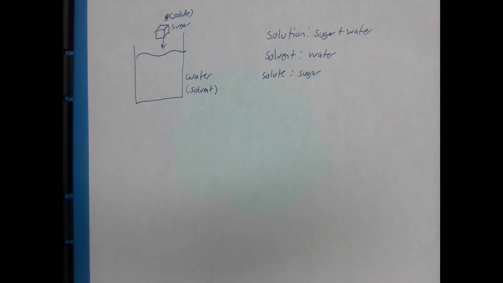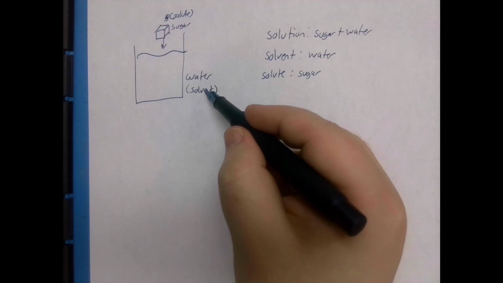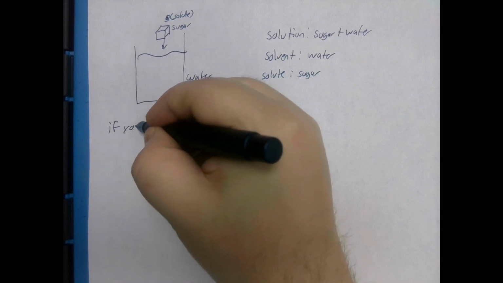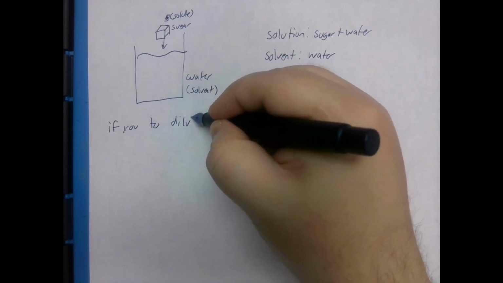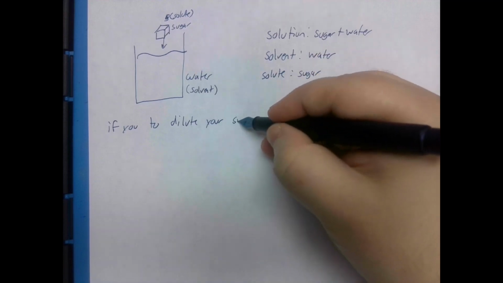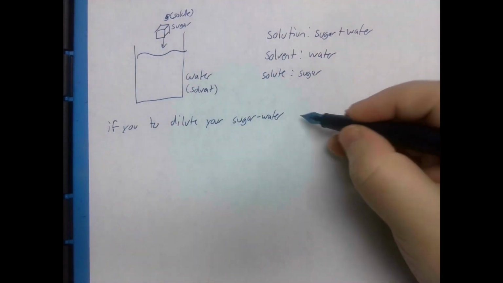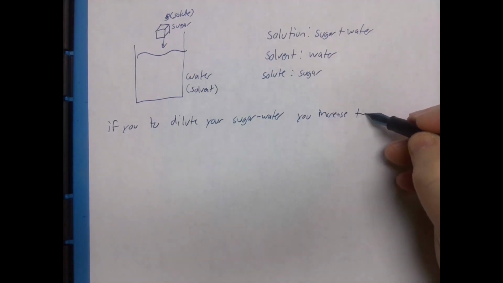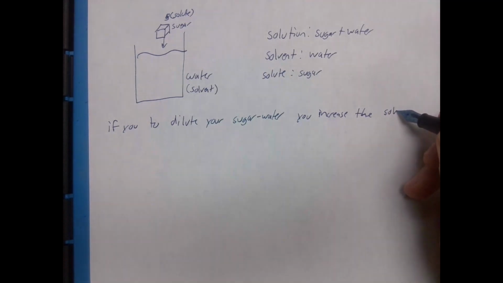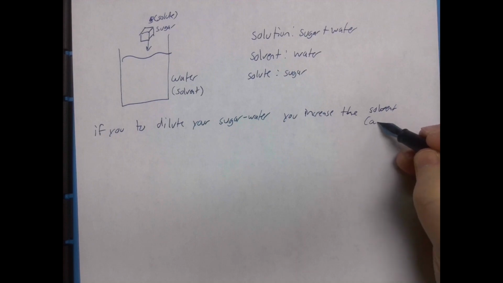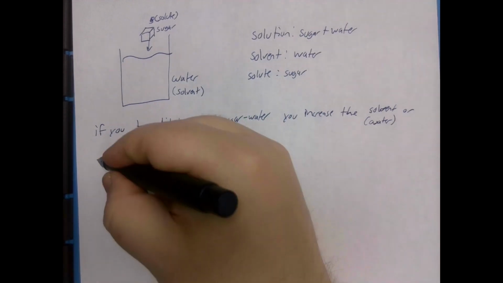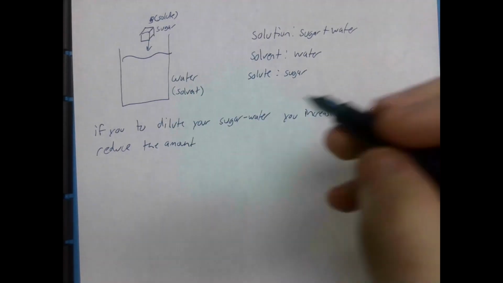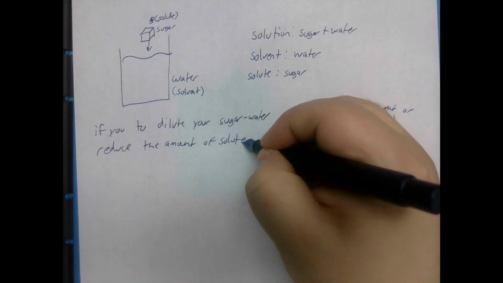So if you want to dilute your sugar water, you can either add more solvent or reduce your solute. You just add more water. You can increase the solvent, which is your water, or reduce the amount of solute, which is your sugar.